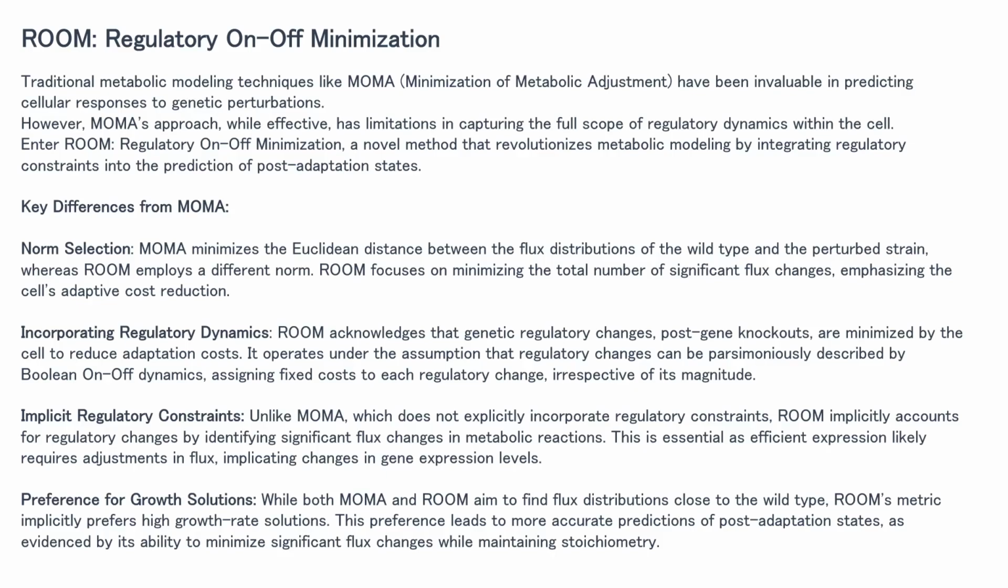First is norm selection. MOMA minimizes Euclidean distance between flux distributions of the wild type and your knockout, while ROOM focuses on minimizing the total number of significant flux changes, emphasizing the cell's adaptive cost reduction. It also includes regulatory changes, which is the hallmark of this tool. Regulatory changes post knockouts are minimized by the cell to reduce adaptation costs. This is the assumption that the model runs on.